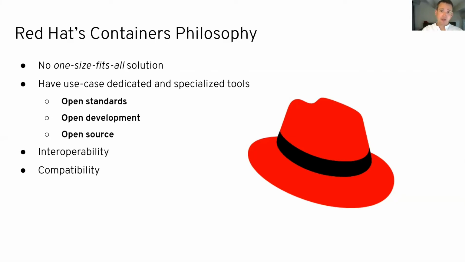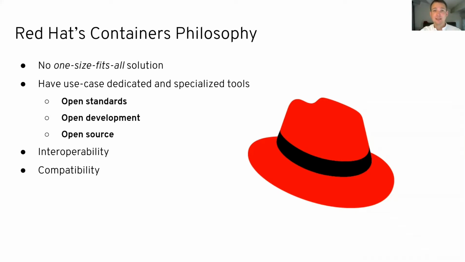First, let me elaborate on Red Hat's containers philosophy. In a nutshell, we try to avoid one-size-fits-all solutions. We want to have use case dedicated, specialized tools. All of them, which we're developing together with the community and other companies, are built on open standards, namely the standards of the Open Containers Initiative, which cover the runtime aspects of a container, the image, networking, you name it. Everything we do is developed in the open, so you can pretty much look at my fingers on GitHub if you wish to do so.